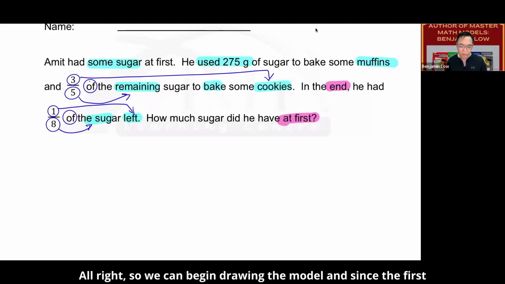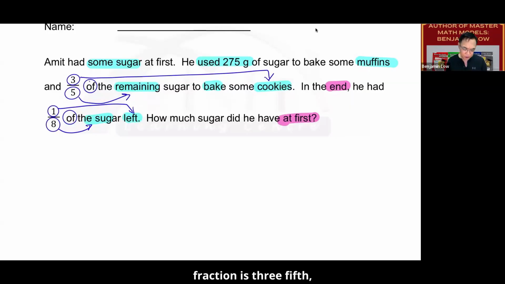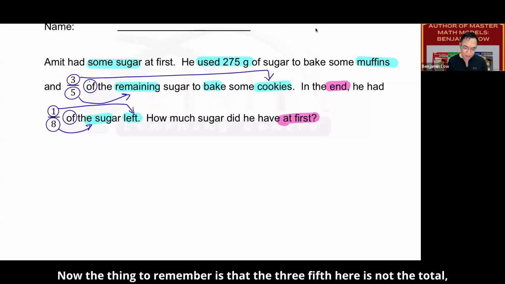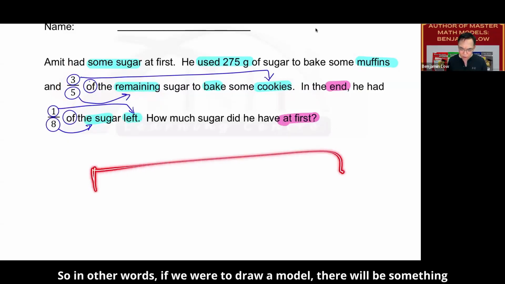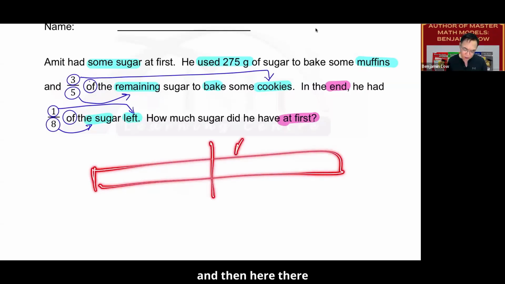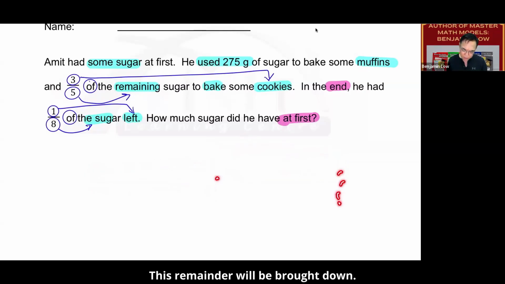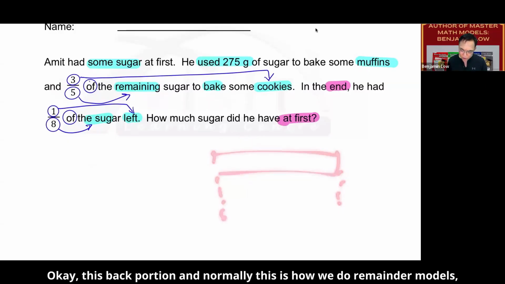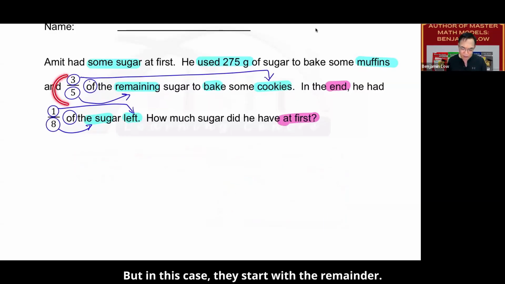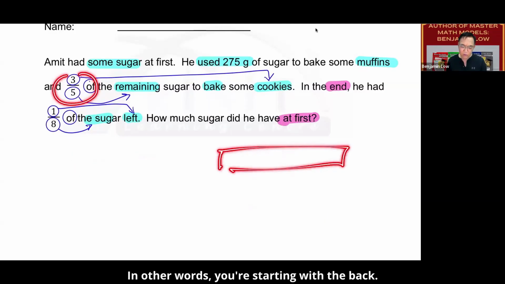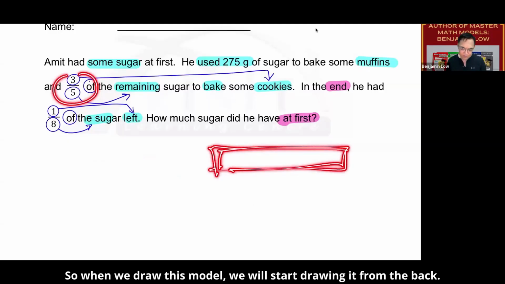All right. So we can begin drawing the model. And since the first fraction is 3/5, we're going to draw 3/5. Now, the thing to remember is that the 3/5 here is not the total. It is, in fact, the remainder. So in other words, if we were to draw a model, there will be something, and then here there will be a remainder. This remainder will be brought down, this back portion. And normally this is how we do remainder models, right? But in this case, they start with the remainder. In other words, you're starting with the back. So when we draw this model, we will start drawing it from the back.